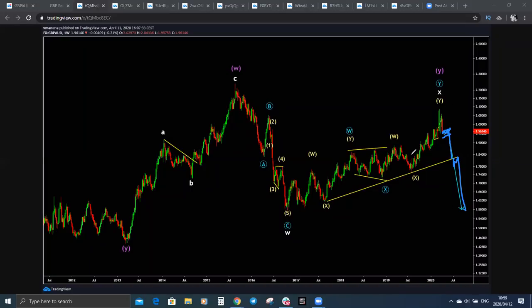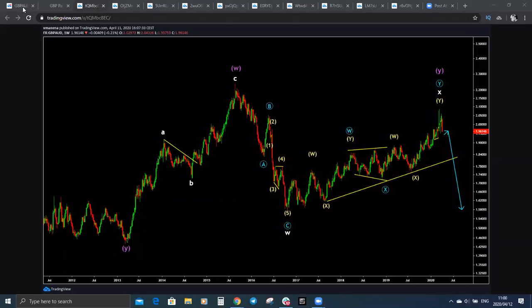So we have ended here. We have been following this correction right from when it started here. Okay, so now this looks like it's eventually the end. So now let's look at if we're gonna get this one here. Let's look at the lower degree structure here on pound Audi.